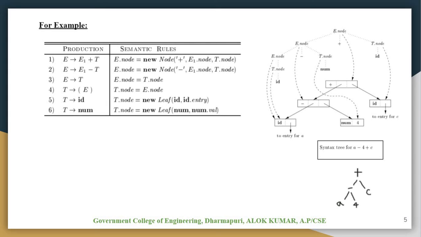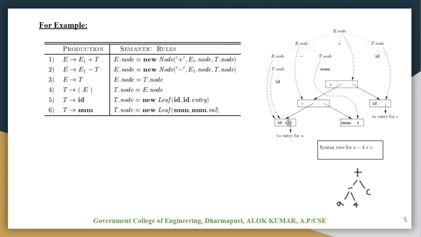Suppose we have this SDD, with production rules and semantic rules, and we can construct the parse tree. From this parse tree we can construct the syntax tree for the expression a minus 4 plus c. Suppose we are constructing this parse tree from this SDD. E is generating E plus T, and E is generating E minus T, and after that E generates T, T generates ID. After that this T generates num, and this T generates ID.